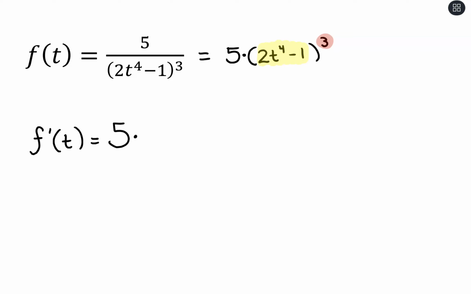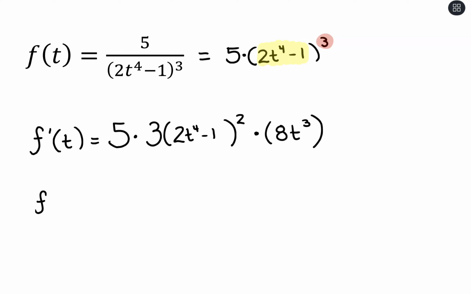chain rule. So the derivative of something to the 3rd power, bring the 3 down, 3 minus 1 is 2, and we keep the inside function the same. Multiplied with derivative of the inside, so 2 times 4 is 8, t to the 4 minus 1, and that'll be a 0 for that negative 1 there. And then simplify.